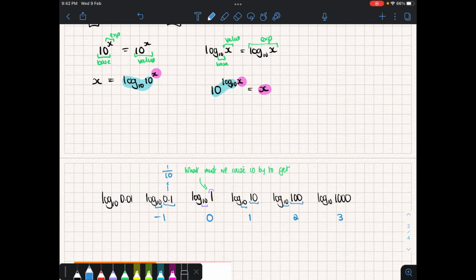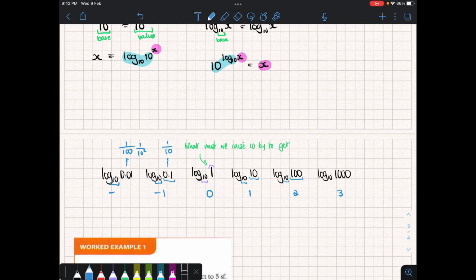Okay, and here again, what are we raising 10 by to get 0.01? This is just another way of writing 1 over 100, which is just another way of writing 1 over 10 squared. So how did we get the 10 to move down? Well, we had to put a minus. How did we get the 10 to become 100? We had to square it, so the answer is minus 2.